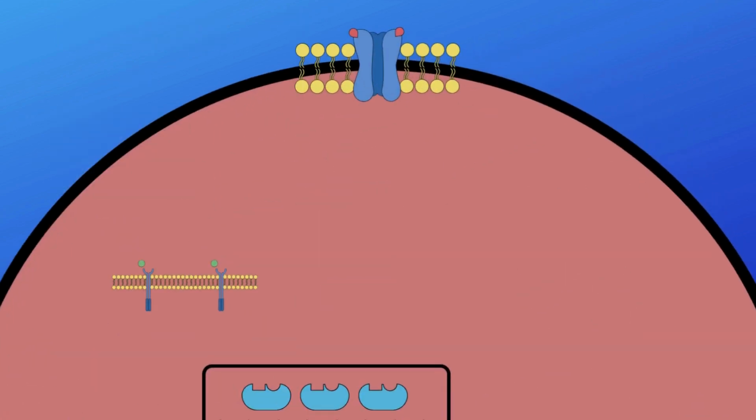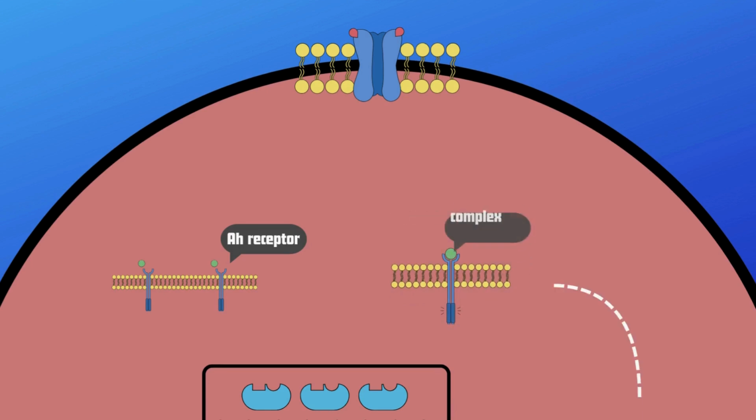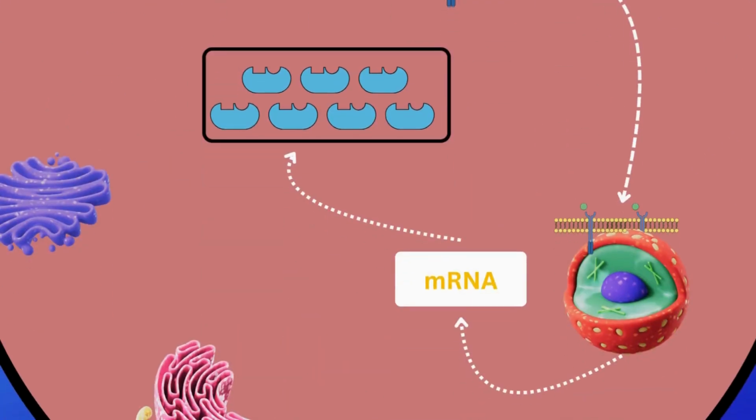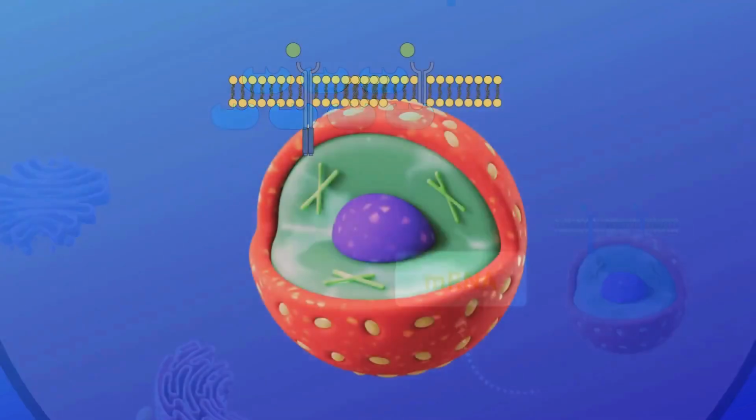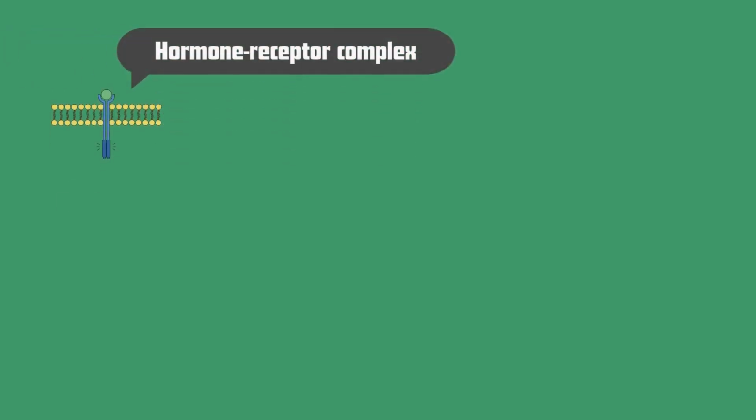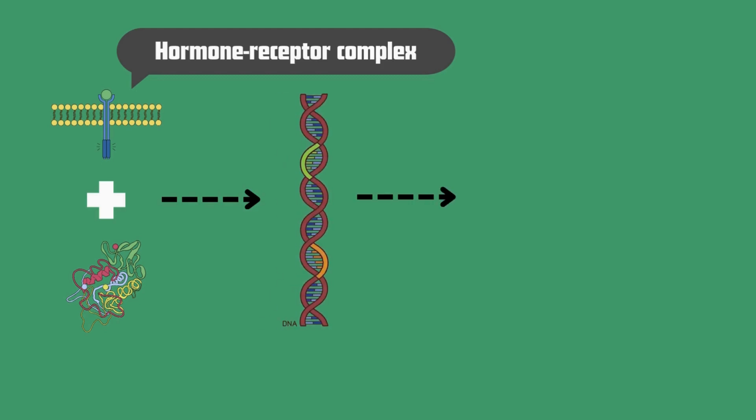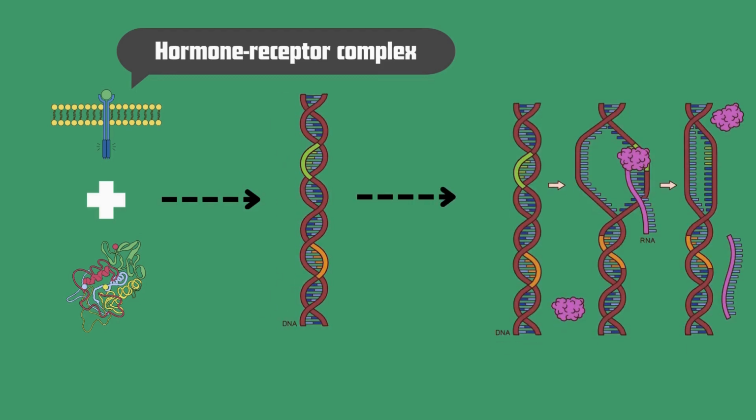Here the receptors we are talking about are AH receptors. AH means aryl hydrocarbon receptor. This hormone receptor complex travels into the nucleus of the liver cell. Inside the nucleus, the hormone receptor complex pairs with another protein and binds to a specific DNA region called the xenobiotic responsive element or XRE.